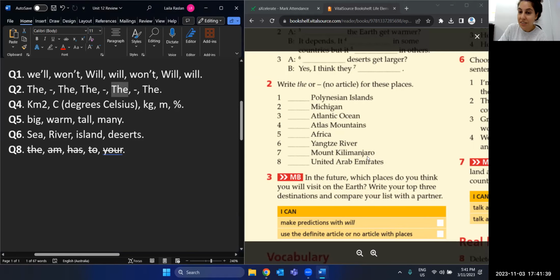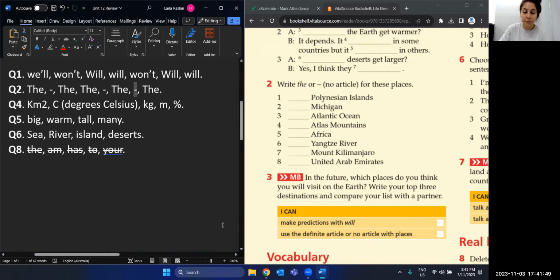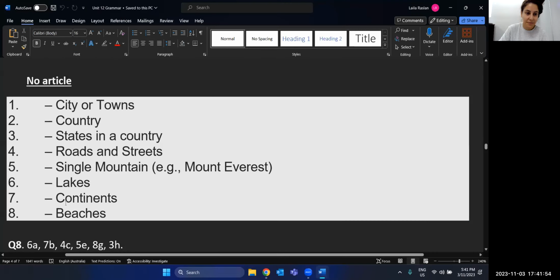Mount Kilimanjaro. It is a mountain, just like we had in number 4, but there's no S. It's not a plural name of a mountain. So no, you do not put an S. When the mountain is single, there's no S, like Mount Everest, you do not put the. So no article means you don't need to put the.